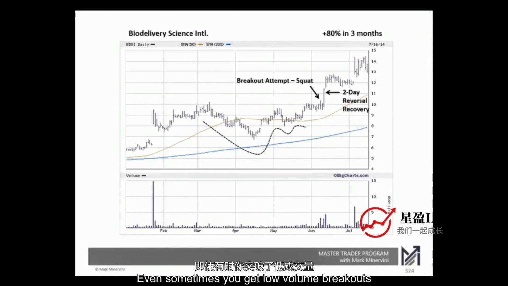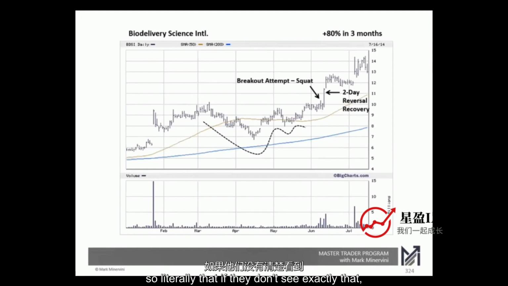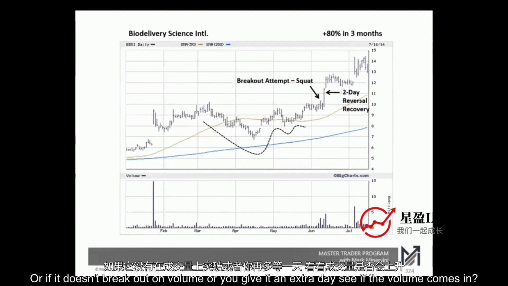Even sometimes you get low volume breakouts where they don't squat and they're on low volume, but then the volume starts coming in on subsequent days, and you might get 3 days up, but the volume doesn't actually come in until the third day. Dave, we talked about having the volume on the breakout and having multiple days of breakout. Some people take this stuff so literally that, if they don't see exactly that perfectly, or if the stock breaks out on low volume, they immediately sell the stock and take a loss or maybe break even on it. But are you that critical, are you selling the stock if it doesn't break out on volume, or are you giving it an extra day to see if the volume comes in?